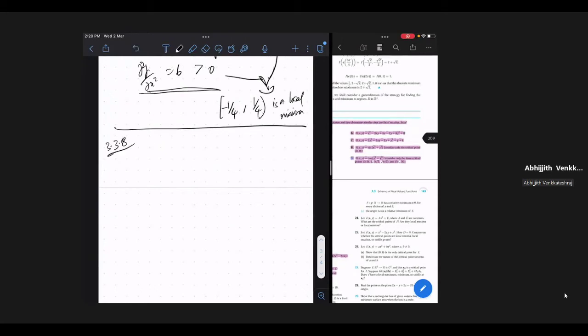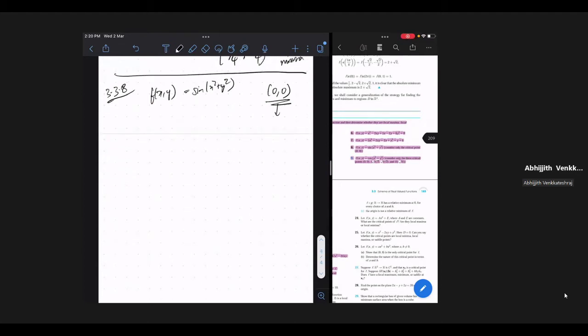Question 3.3.8: f of x comma y is sine of x squared plus y squared. They've given that the critical point is 0 comma 0. They're just saying consider this is the only point and find out whether this particular point is a maximum or a minimum. So they just want us to classify this.